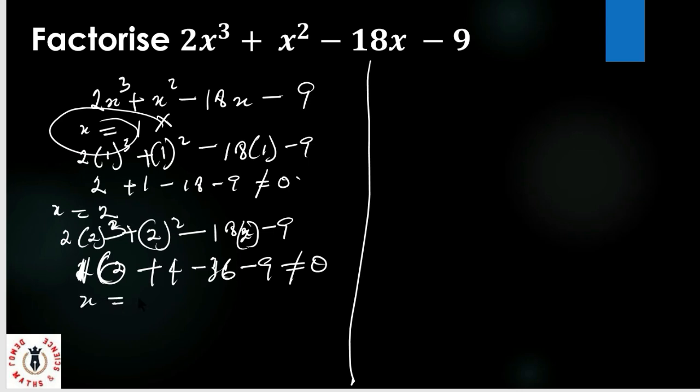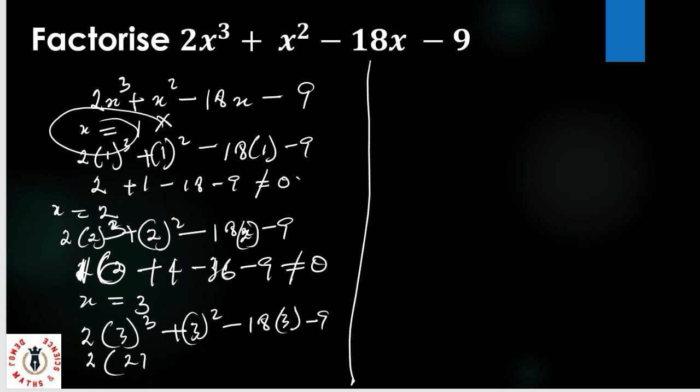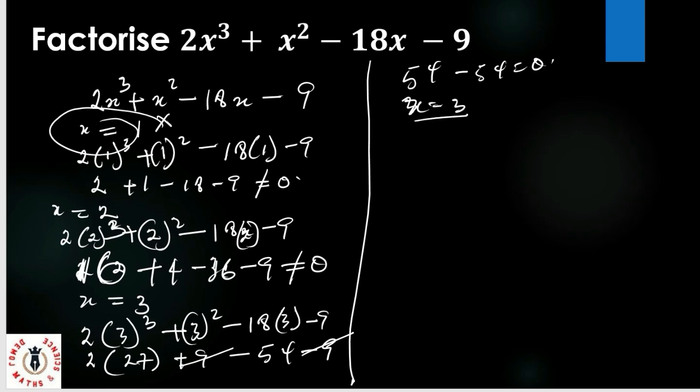Now let's try x equals 3. Now this will be 2 into 3^3 plus 3^2 minus 18 into 3 minus 9. So this will be 2 into 3 times 3 times 3, that's 54, plus 9 minus 54 minus 9. Obviously, plus 9 minus 9 is 0, and 54 minus 54 obviously is equal to 0. So we can conclude that x = 3 is a factor.